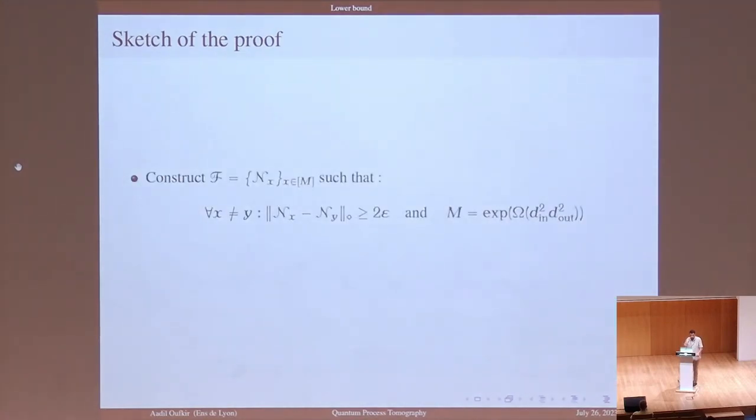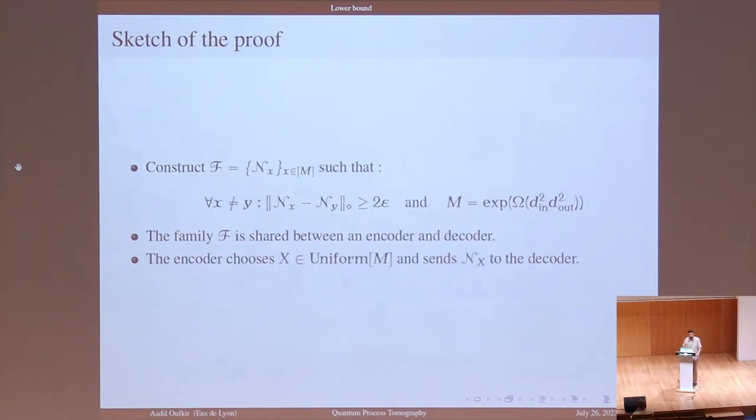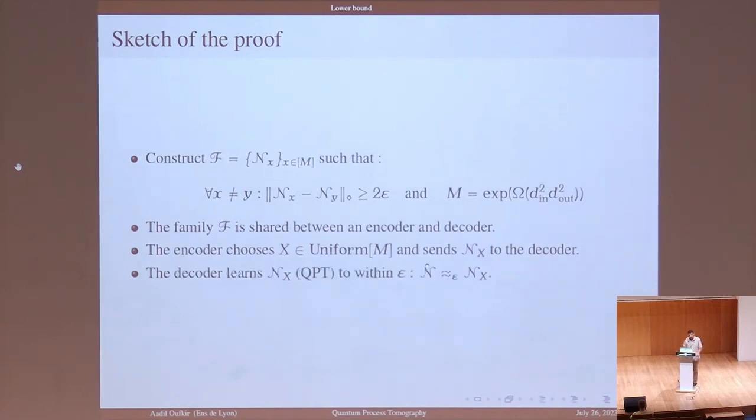Now that we have constructed our family F randomly, with the two requirements, we can share it between an encoder and decoder. So the encoder chooses X uniformly at random between 1 and M, where M is the cardinality of the family F, and sends the corresponding quantum channel N_X to the decoder. So in order to decode this message, the decoder runs a quantum process tomography on this channel N_X and constructs a quantum channel N-hat, which is epsilon close to N_X.